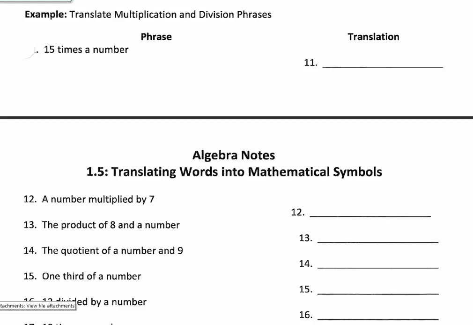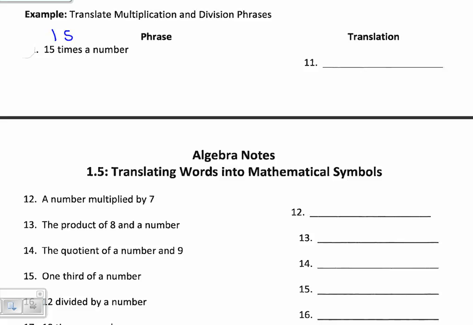Section 1.5, part 2. We're still translating sentences and phrases, but here we're going to move on to multiplication and division. In the first part, we looked at addition and subtraction. In this next part, we look at multiplication and division. So, number 11, it says 15 times a number. It is the same process.